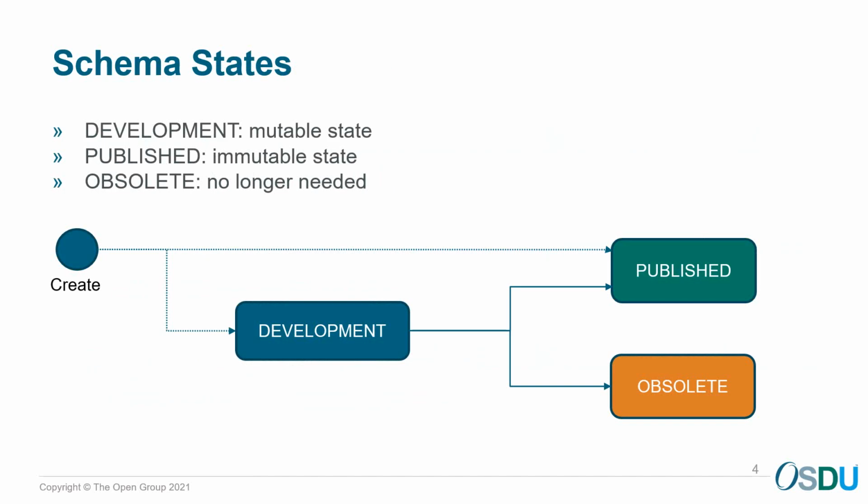Additionally, a schema has one of these 3 states. It could be in development, published, or obsolete. Whenever a schema is created in the system, it can be set as either development or published state. The main difference between these 2 states is mutability. Once in published state, the schema is immutable and cannot change its state. In contrast, when in development state, the schema can be updated and moved to either published or obsolete states.